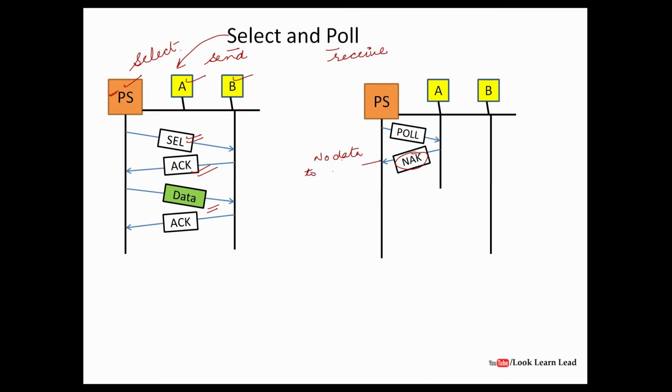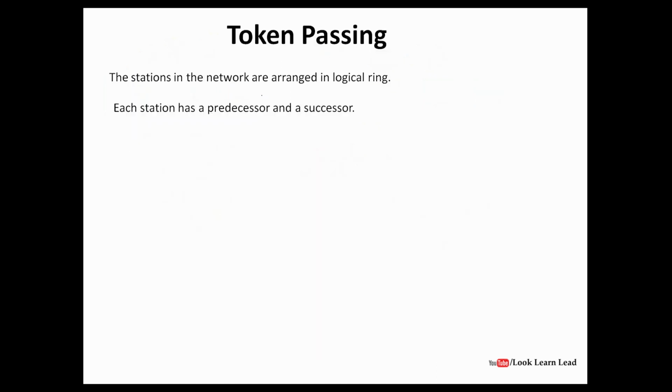Then it would ask another station B, if you have any data to send, then send. B would send data and it would in turn see the acknowledgement. That is, poll is used while receiving data and select is used while sending data. Okay, this is the polling method, and the last one is token passing.